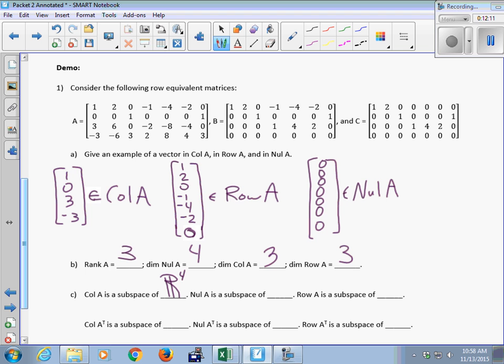Okay. The null space of A is a subspace of R7, yeah. So I picked a vector in the null space up here. It had 7 entries. So the null space of A is a subspace of R7. Row space of A, subspace of R7. Look at the vector we picked from row A, right? It lives in R7.